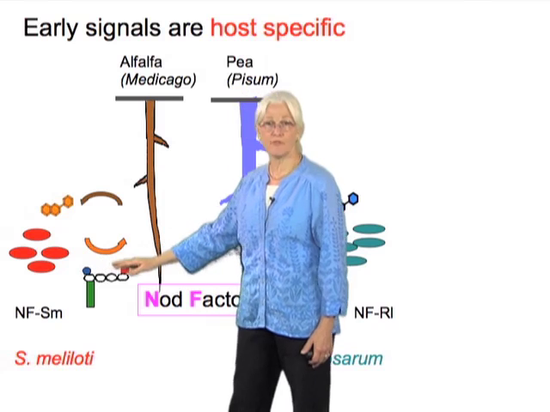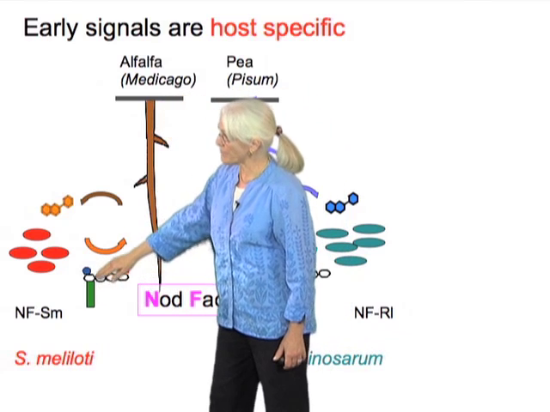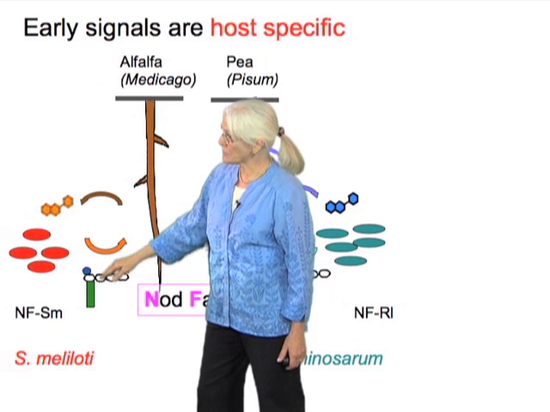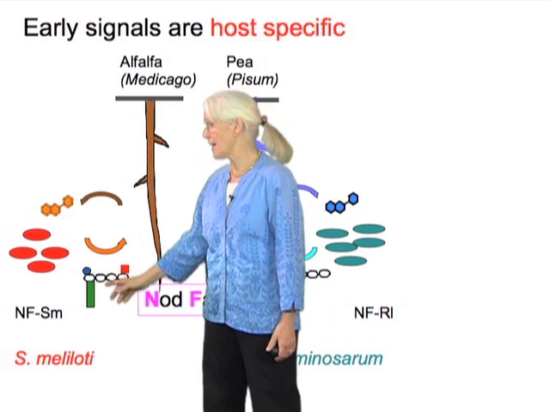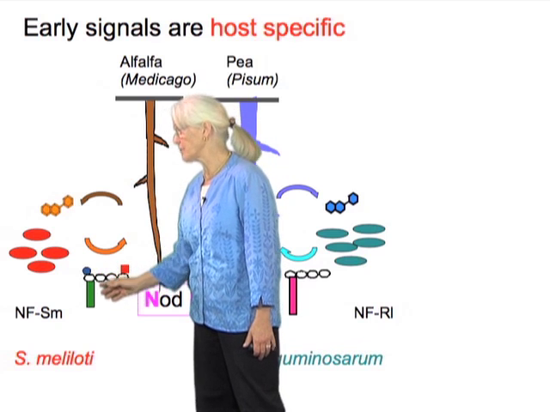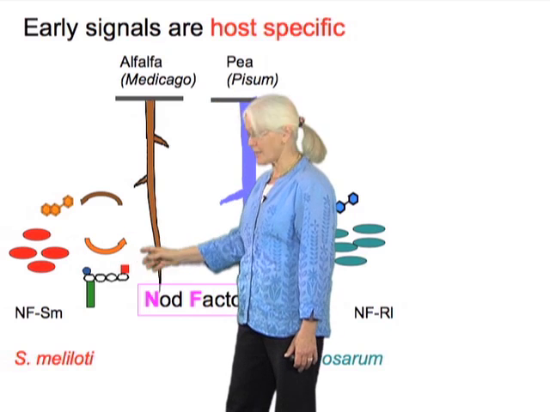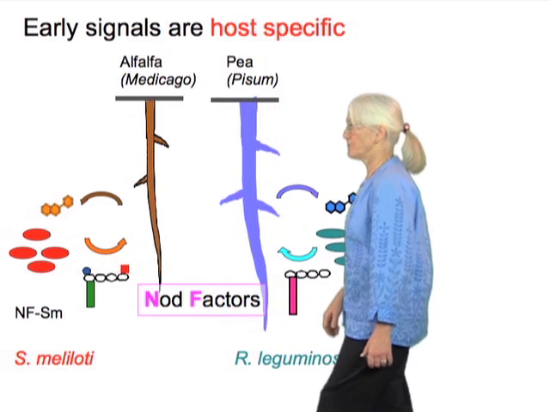NFSM. That's the nod factor from Sinorhizobium meliloti. It has a backbone of N-acetylglucosamines, which is modified in the case of Sinorhizobium meliloti with a 16-carbon N-acyl substitution here, an acetyl and a sulfate, each shown by a color code.